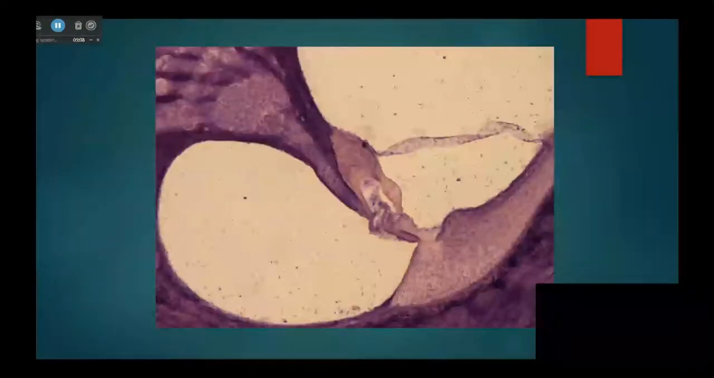Here, 25.3 and 25.4. So this space here is the scala vestibuli.